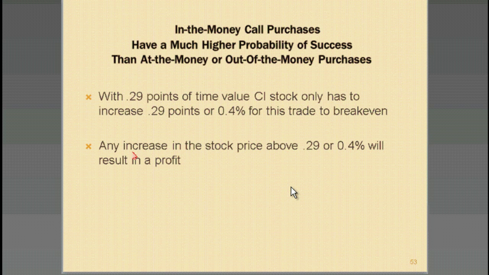So again, with only 29 cents of time value, Cigna stock only has to go up 29 cents, and then I break even, and then anything above that, I start profiting. So that 29 cents is only 0.4%. So it doesn't take much of a move for this trade to start breaking even.